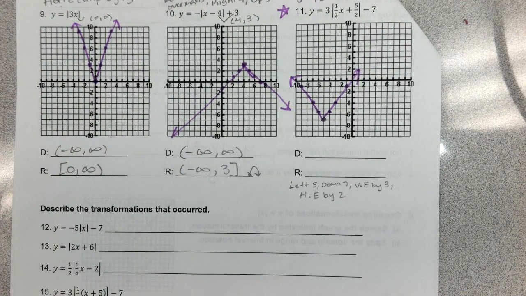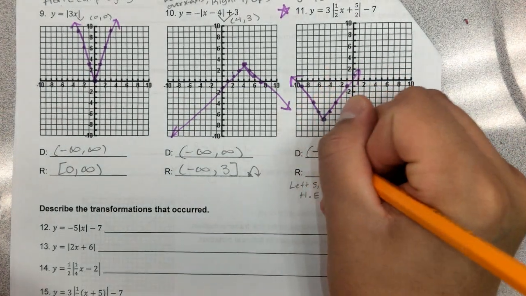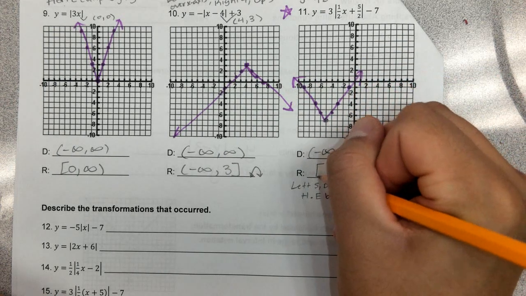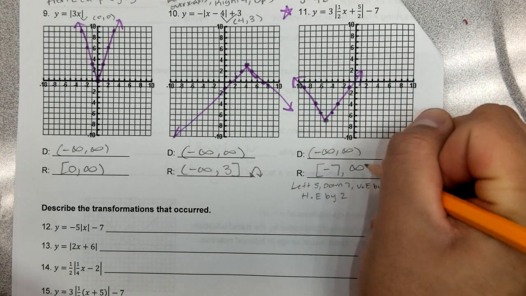Alright, so that would be the graph for the function. Then for the domain, still -infinity to infinity. The range would be from bracket -7 to infinity.